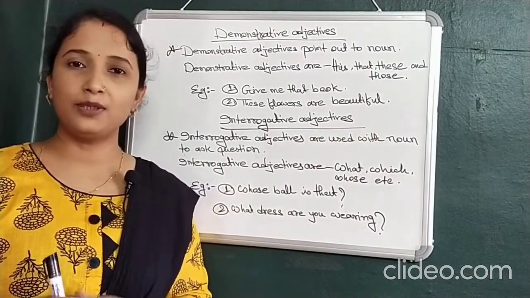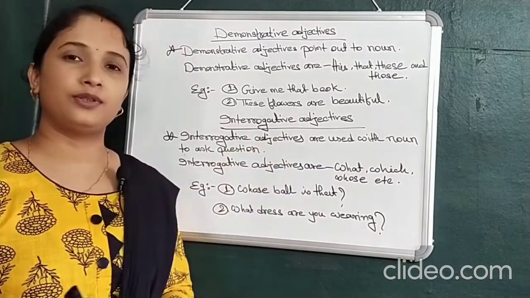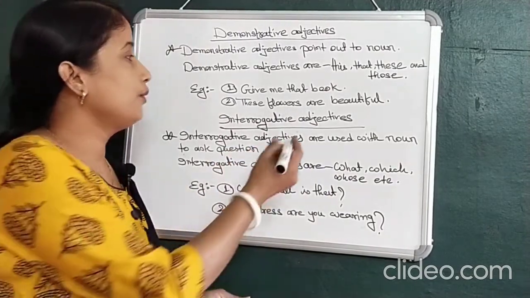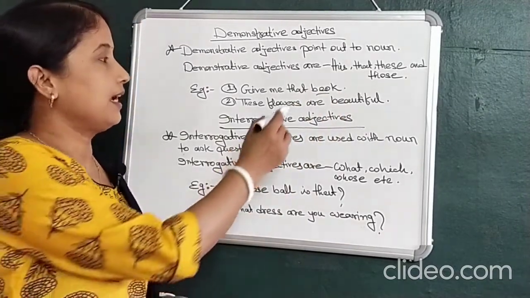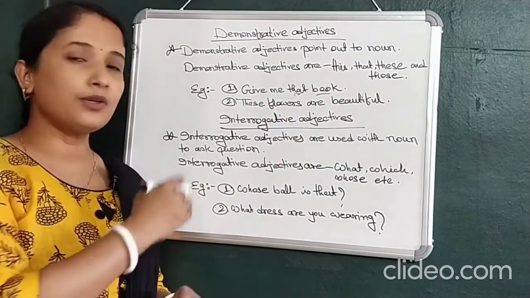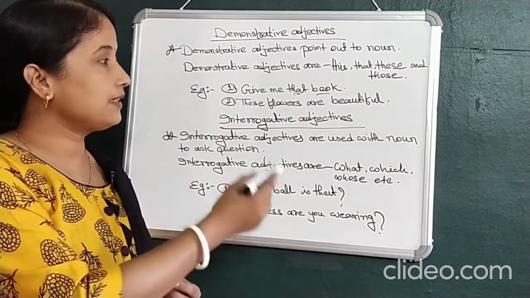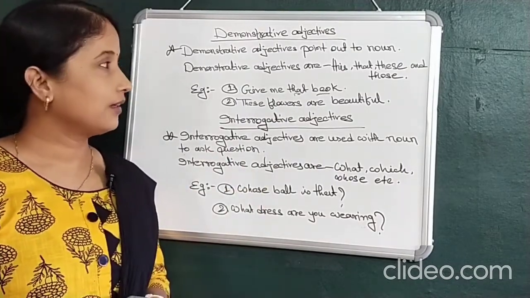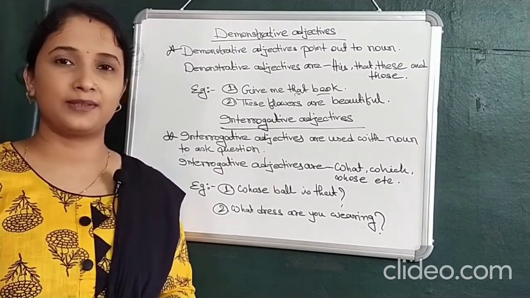Now let's see an example of demonstrative adjectives. Give me that book. Here book is a noun and that is an adjective, because that is used before the noun book and that also modifies the noun book. Okay, so that is here a demonstrative adjective.